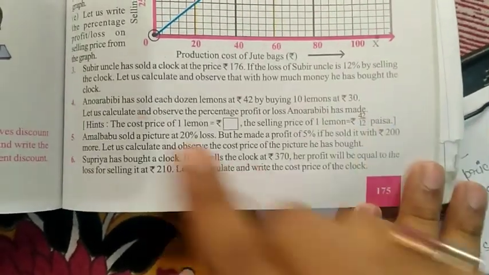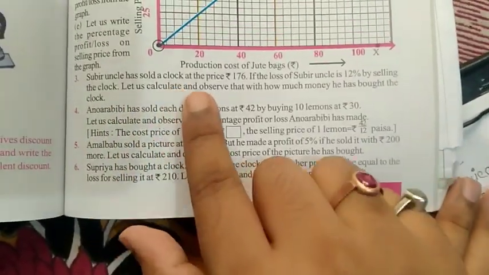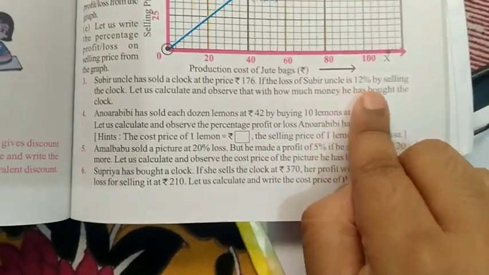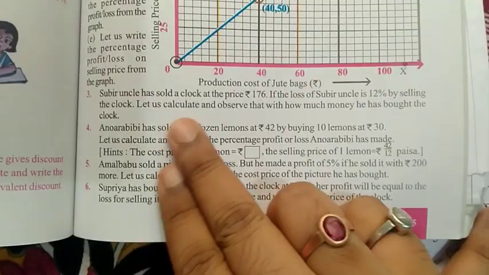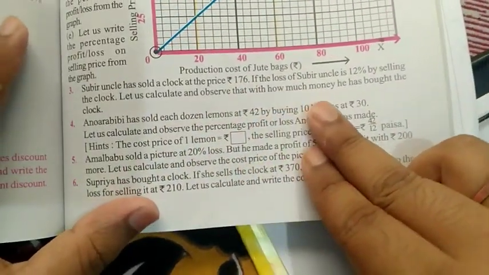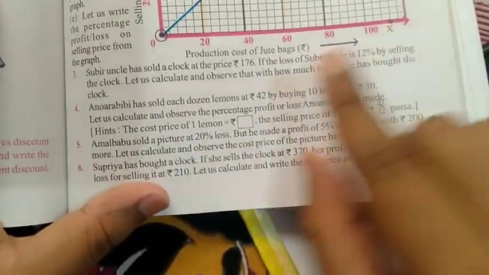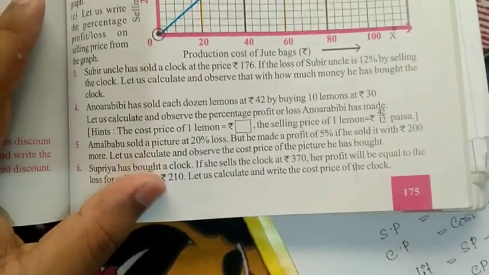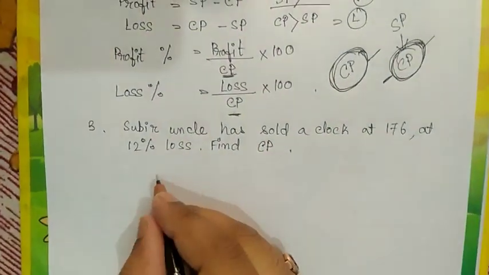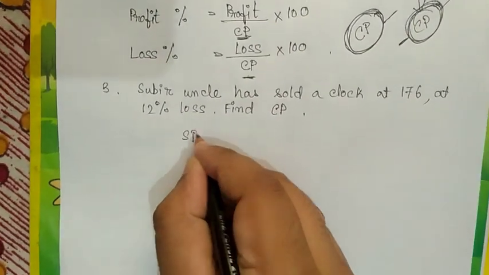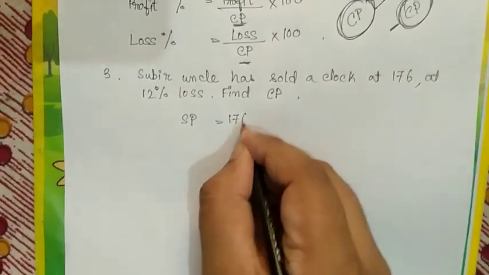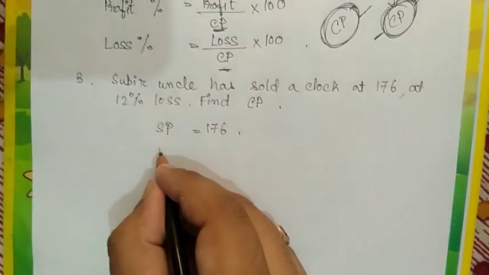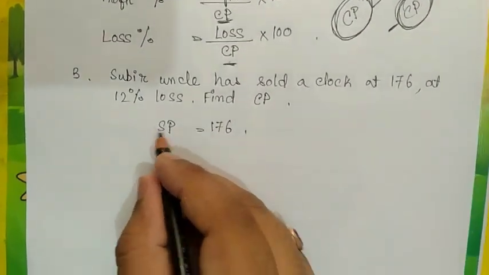This is sum number 3. Shubir uncle has sold a clock at the price rupees 176. If the loss of Shubir uncle is 12% by selling the clock, let us calculate and observe with how much money he has bought the clock. First of all, SP is given. So SP is 176 and we don't know the CP, we have to find the CP.